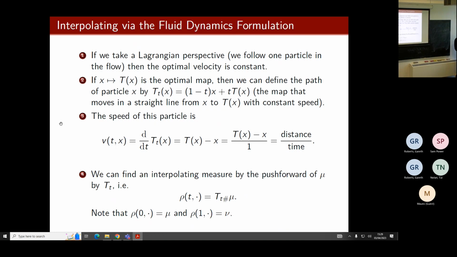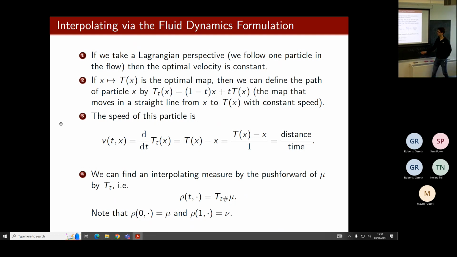Okay, and this actually gives us a way of interpolating between two measures. If I do this for every single point here, then at time t equals half, all my points are going to be here. So this measure in between the two is exactly going to be mu, which has been pushed forward by the map T at t equals a half.